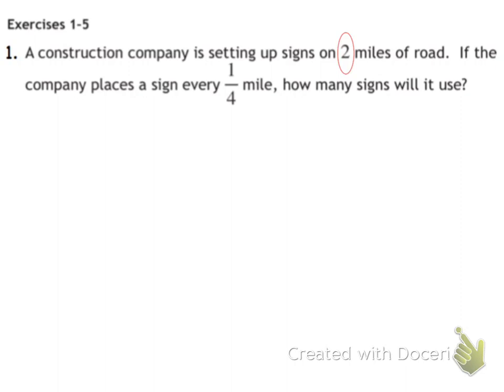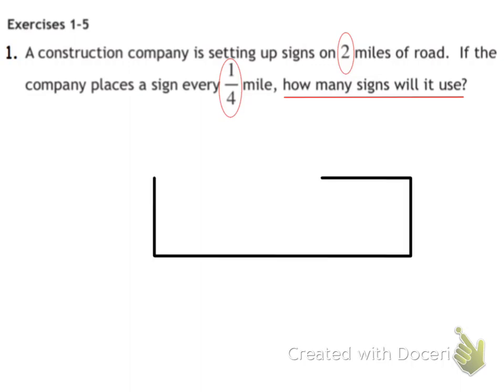Okay, let's look at exercise number 1. A construction company is setting up signs on 2 miles of the road. If the company places a sign every quarter mile, 1/4 mile, how many signs will they use? Okay, I'm going to show you using the same model, using the tape diagram. I know the learning target says area model and number line, but right now I'm going to continue with the same model, and when we are working live, I'll show you the other ways. That way you can use the way that you prefer.